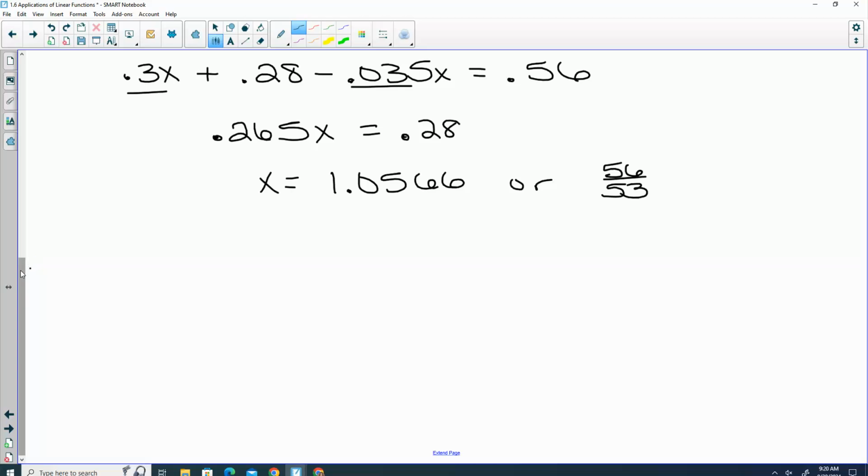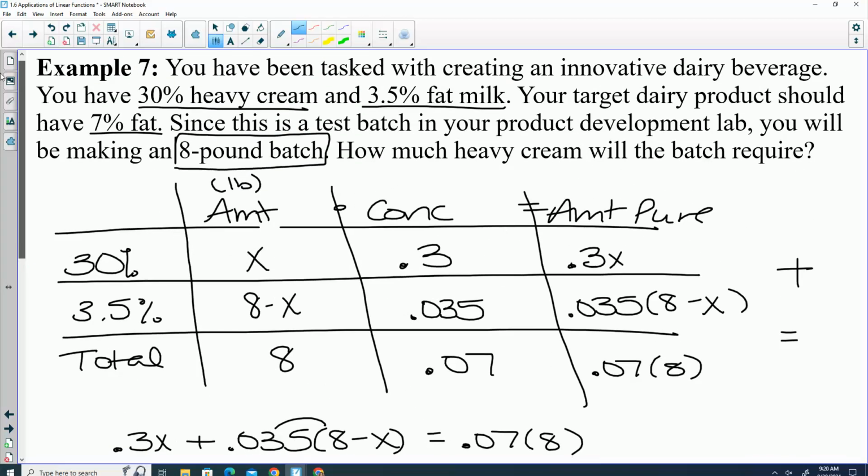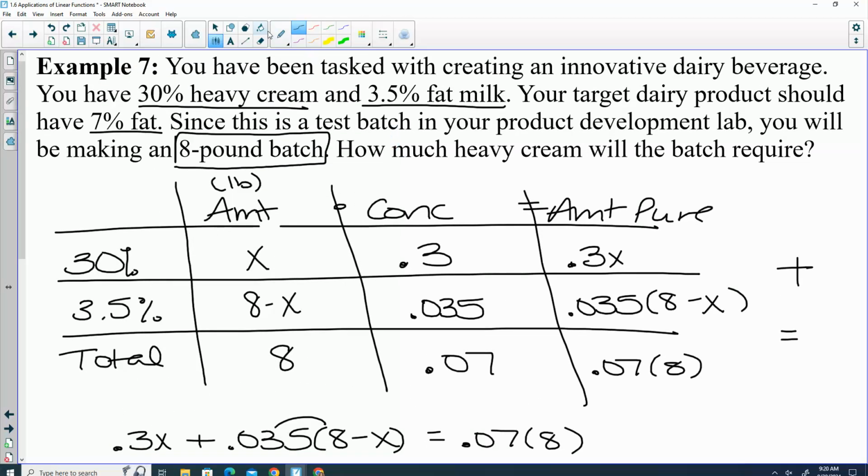So the question asked us, how much cream? So if I look back, 30% was my cream, and that is what I labeled my X. If I had asked for how much of the milk, I would have to do 8 minus my answer.